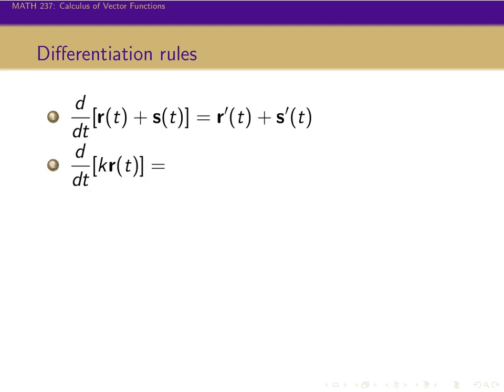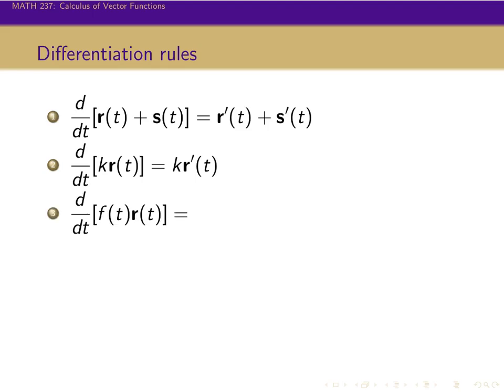Very similarly, if we're multiplying a vector function by a constant, remember that constant gets multiplied to each component. But then when you take the derivative, what happens when you have a constant inside the derivative? Well, you get to just pull that constant out. And so same thing happens here. The constant just gets pulled out, and you end up with the constant times r prime of t.